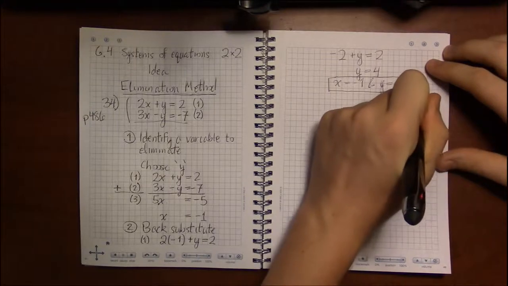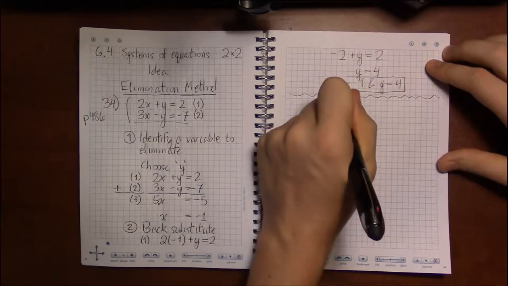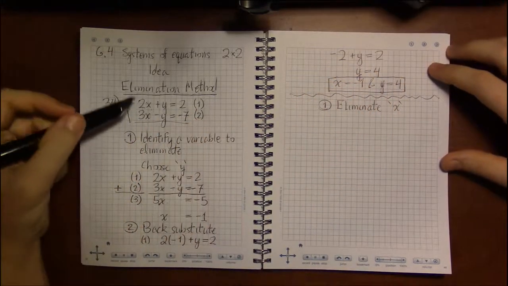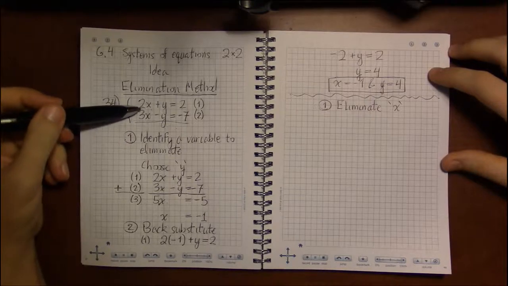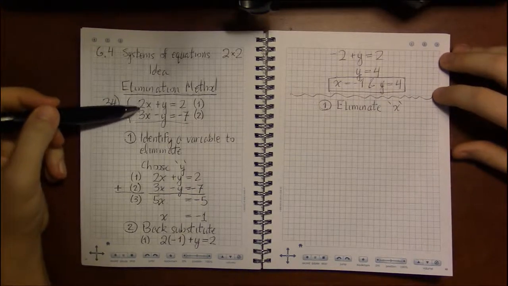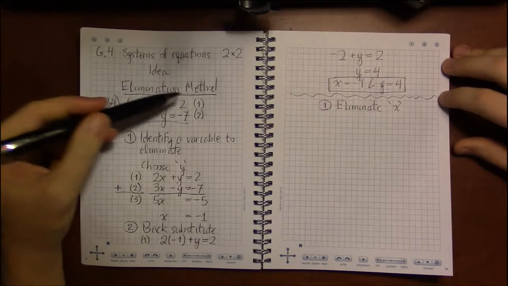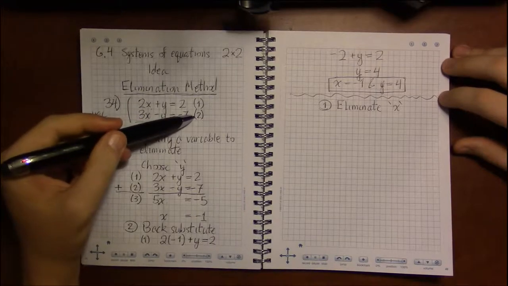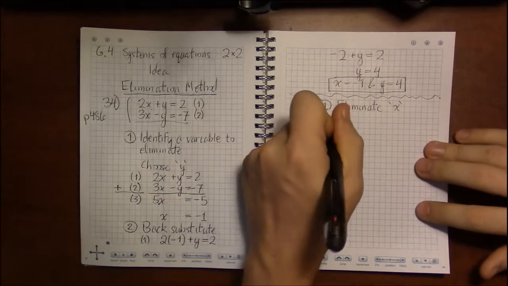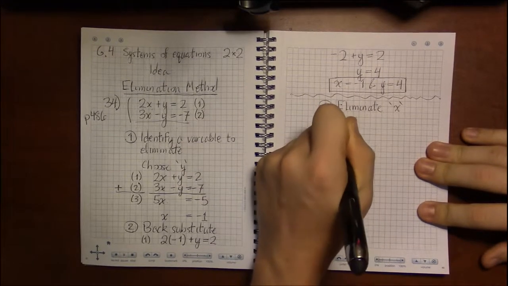But let's say, just hypothetically, what would it look like if I chose to eliminate x instead? Well, I'd think about what number goes nicely into both 2 and 3, or rather, what number has factors of 2 and 3. Well, that would be 6. So I want to change one of these equations so that x appears as 6x, and in the other equation x appears as minus 6x. So let's say I multiply equation 1 by 3 and equation 2 by minus 2.